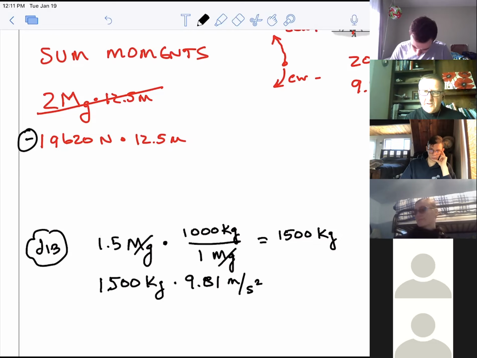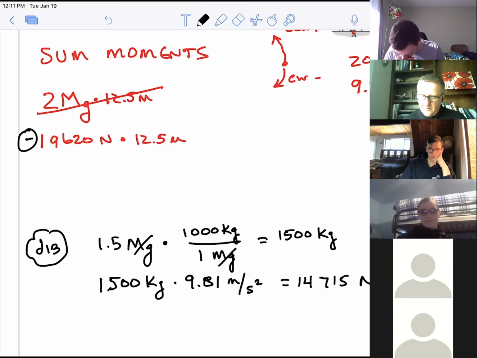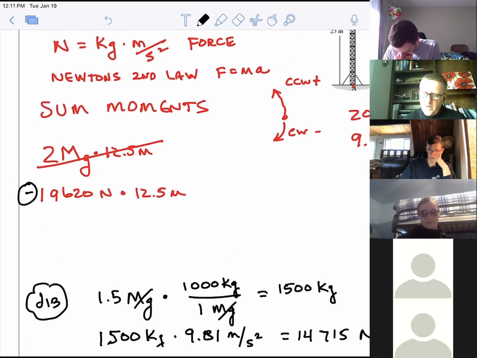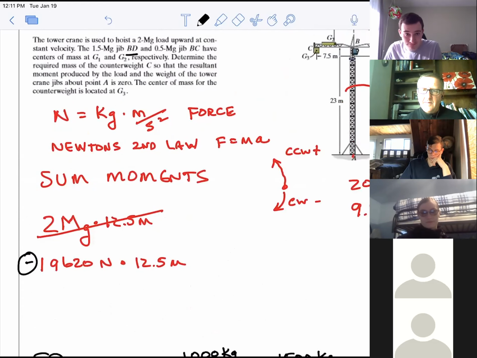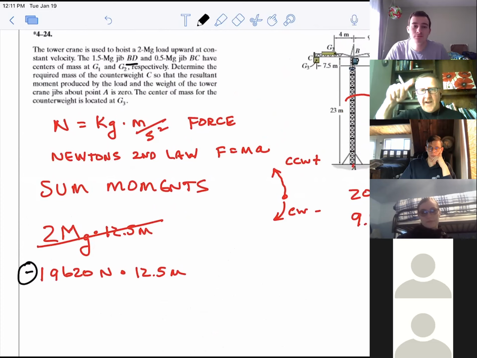Notice the 0.01 is actually pretty important. A hundredth of 1,500 is actually 15. That's why you're more accurate in this world. So I got 14,715 kilogram meters per second squared, which is renamed, as I said, in newtons. Which direction is that trying to rotate the tower? Is it positive or negative?